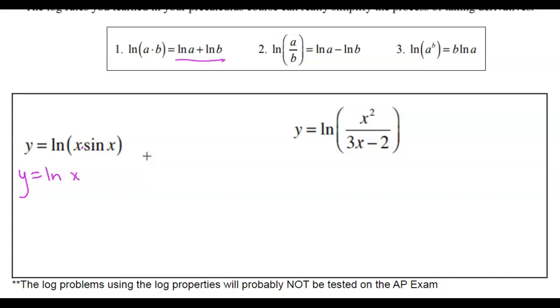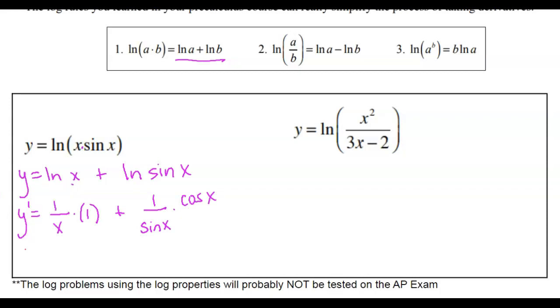So the natural log of x plus the natural log of sine. And really what this does is it eliminates the need for the product rule, okay? So for our derivative, we're going to do them separately. The derivative would be 1 over the inside times the derivative of the inside, 1 over its inside times the derivative of sine, which is cosine. So if we simplify this, we get 1 over x plus, well, cosine over sine is cotangent.